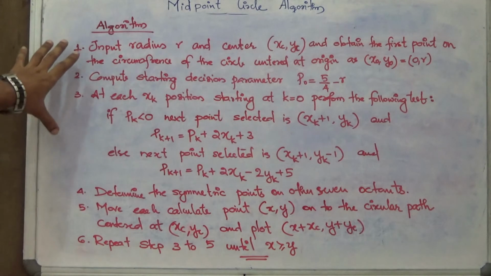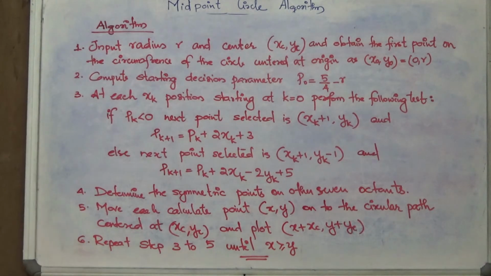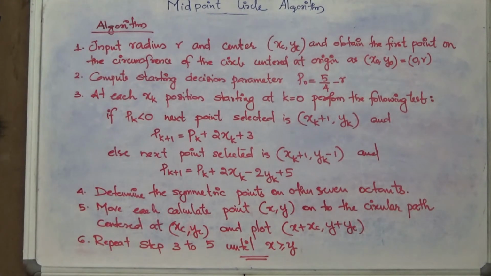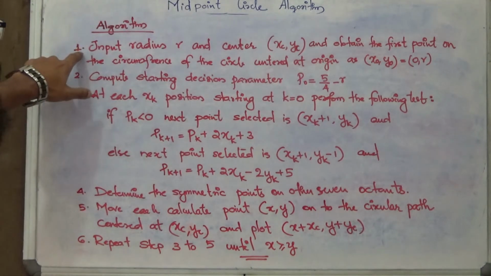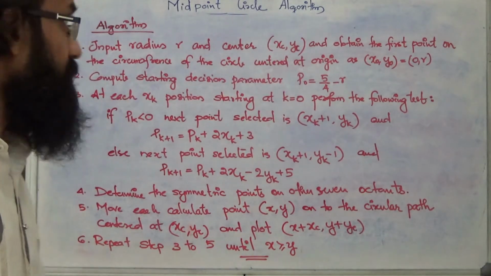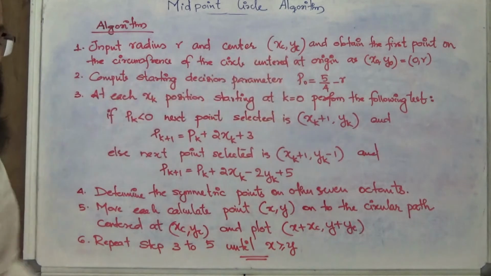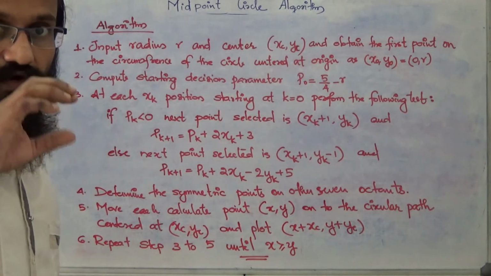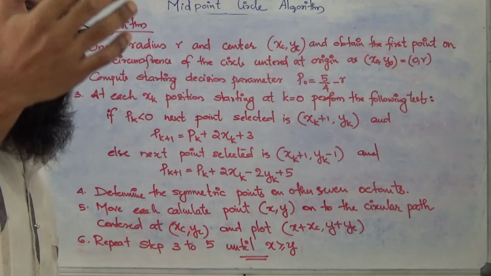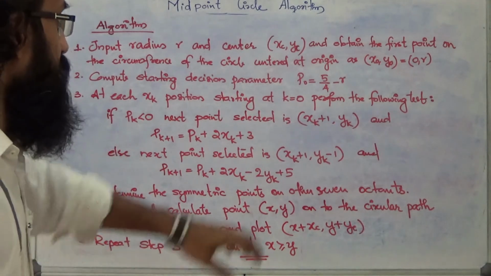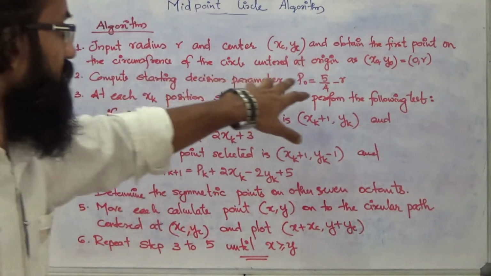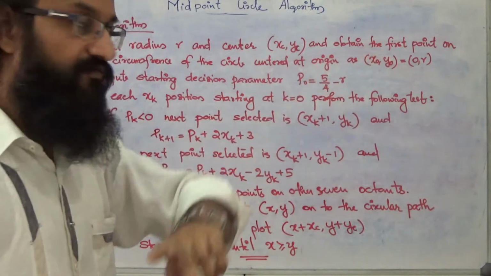A formal algorithm that performs computation of points on the circumference of the circle centered at x, y, z using midpoint circle algorithm. So first you have to read the radius r and center xc, yc, and first plot the point on the circumference of the circle centered at origin. As I said, we have to compute the points on circumference of the circle centered at origin at first, followed by moving or translating those points onto the circumference of the circle centered at xc, yc. So first point to be plotted is 0, r, that will be assigned to x0, y0. Then compute the starting decision parameter, that is p0 is equal to 5 by 4 minus r.